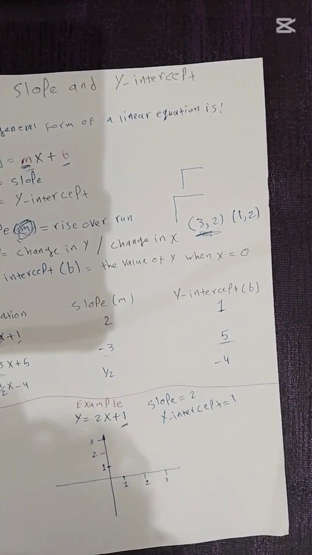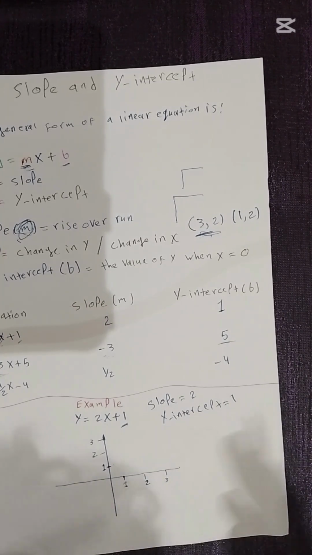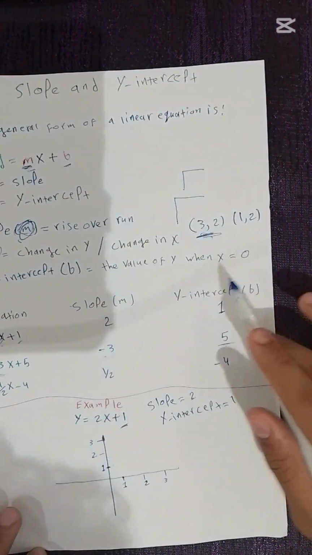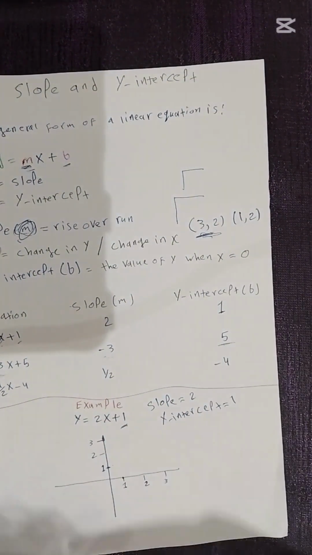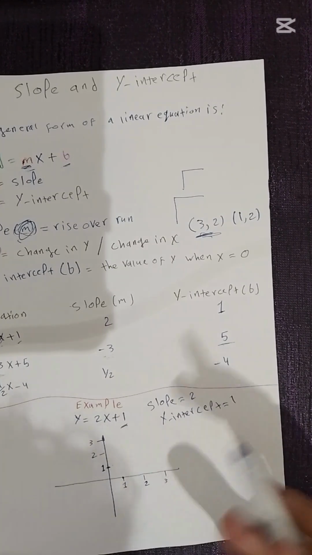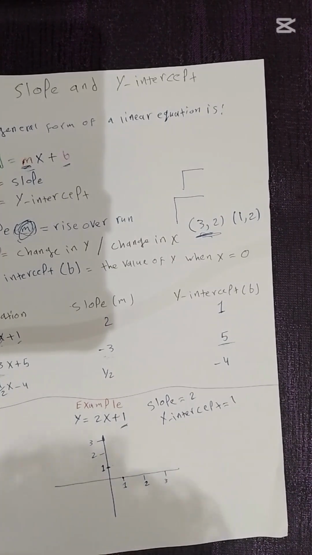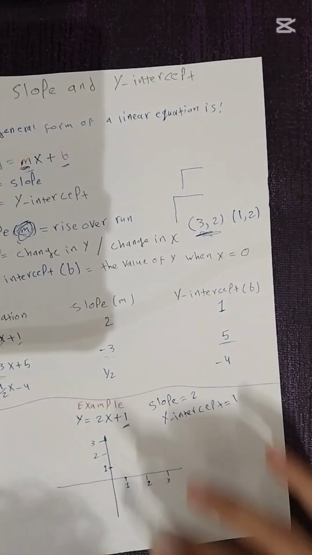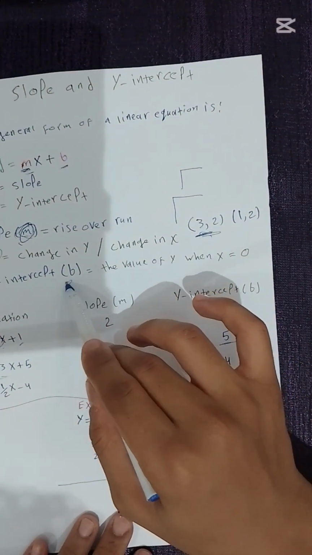So how can you find the slope? Change in y over change in x. Take the difference of y over the difference of x. The y-intercept is the value of y when x equals 0. When you substitute x with 0, you will find the value of y, which is the y-intercept. We represent it with b.